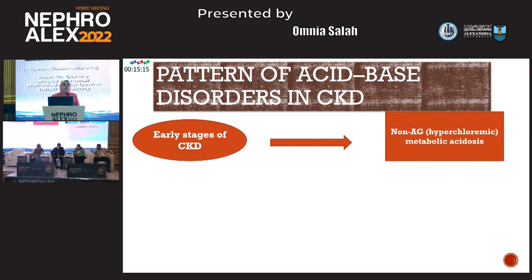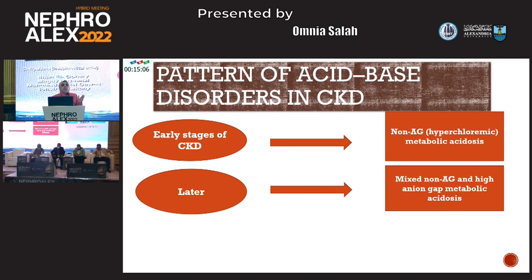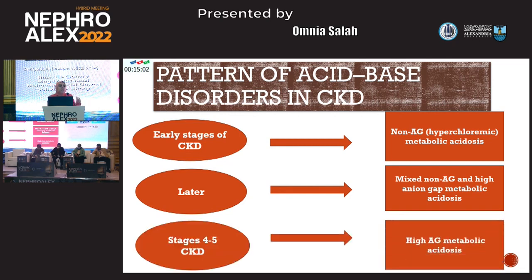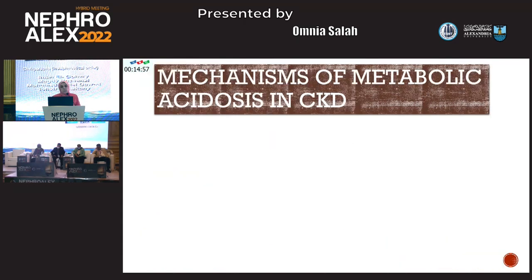This is the pattern of acid-base disorders in CKD. It usually starts in early stages with non-anion gap metabolic acidosis due to bicarbonate wasting. Later on, there is mixed non-anion gap and high anion gap metabolic acidosis, and in stages 4 to 5, we usually have high anion gap metabolic acidosis in most of the patients.